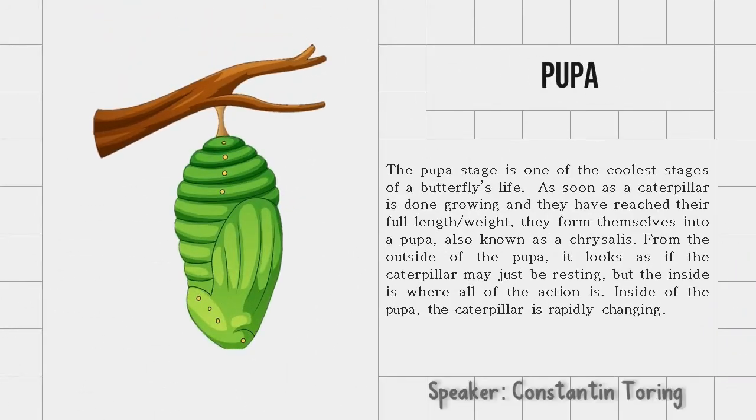The pupa stage is one of the coolest stages of a butterfly's life. As soon as a caterpillar is done growing and has developed its full legs and wings, it forms itself into a pupa, also known as a chrysalis. From the outside of the pupa, it looks as if the caterpillar might just be resting, but the inside is a different story. All of the action is inside of the pupa.